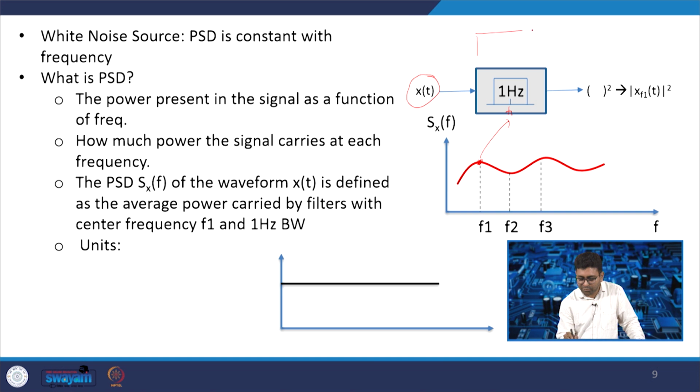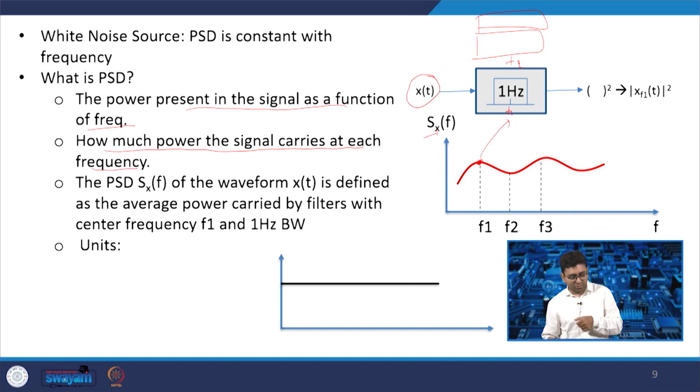Similarly, you can use f2, then f3, a different filter each time, and plot the power spectral density for the entire frequency range from f1 to fn, denoted by Sx(f). So the power spectral density can also be defined as the power present in the signal as a function of frequency. It tells us how much power the signal carries at each frequency. If you know the PSD, you can find out how much power it carries at each frequency.